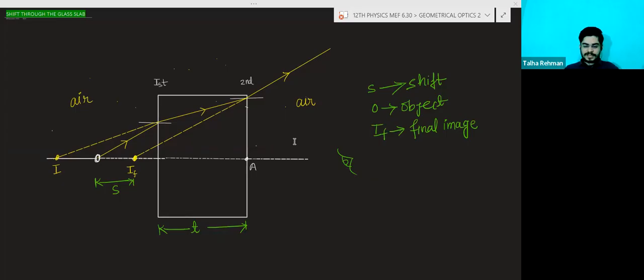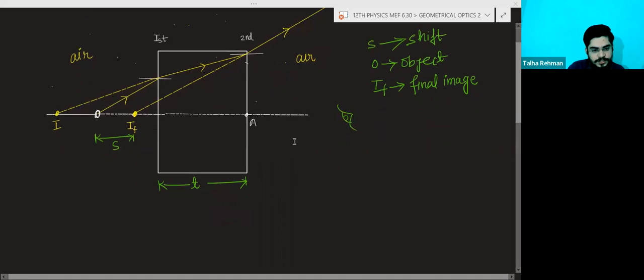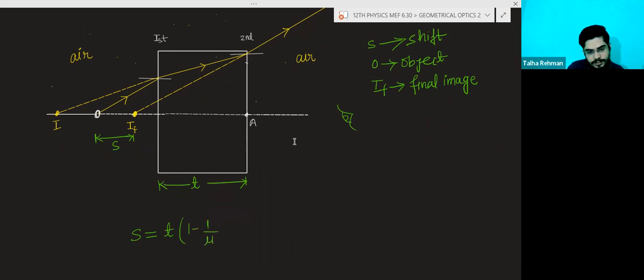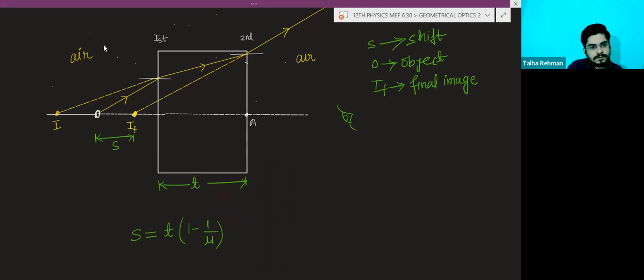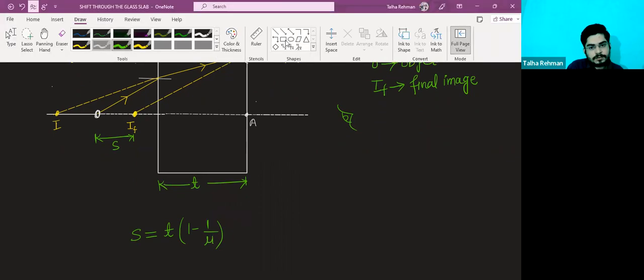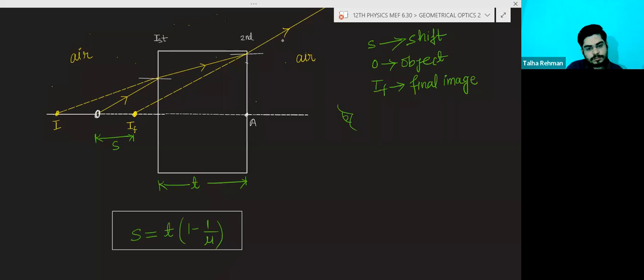So to calculate this shift, again we have to apply Snell's law. Again, real depth and apparent depth we will just do, and finally we will get the answer of the shift. Shift is given by S is equal to thickness of the slab times 1 minus 1 upon refractive index of the glass slab. So remember only this formula. And mu is the refractive index of glass.